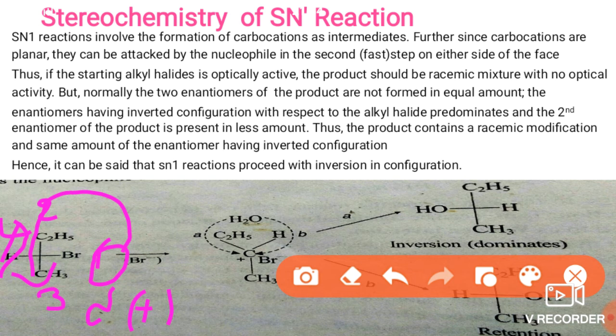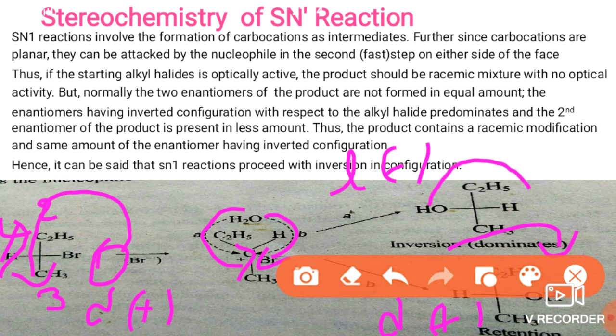Suppose the nucleophile attacks the front side. Here retention of configuration takes place, that is, dextrorotatory tertiary butyl alcohol is formed. It is indicated by small d and a positive sign, and the direction is clockwise. Or, if the nucleophile attacks the back side, then inversion of configuration takes place. Here levorotatory tertiary butyl alcohol is formed, indicated by a negative sign, and the direction is anticlockwise.